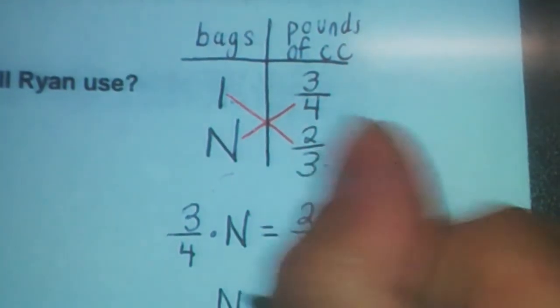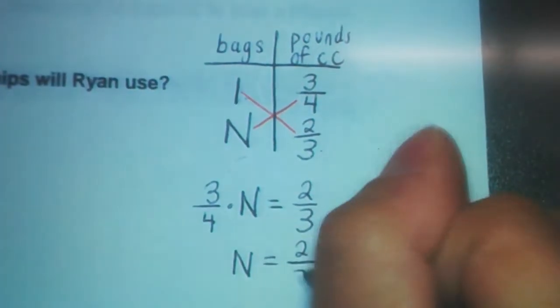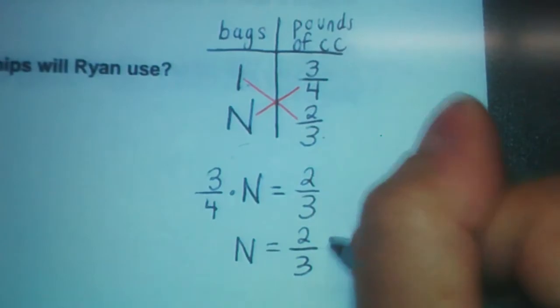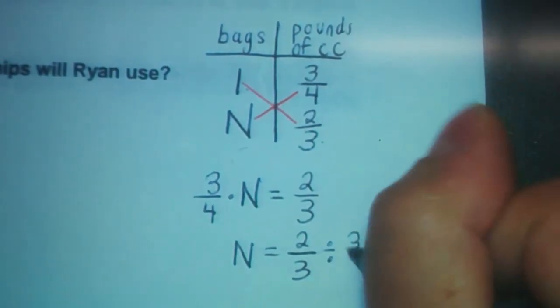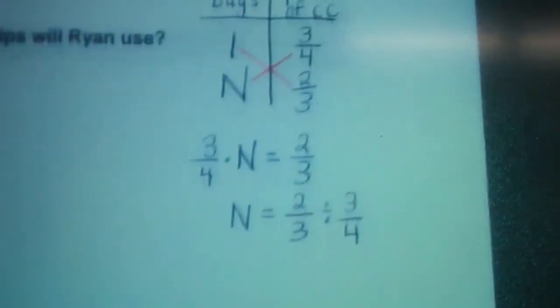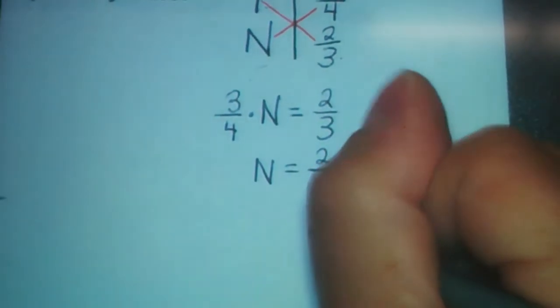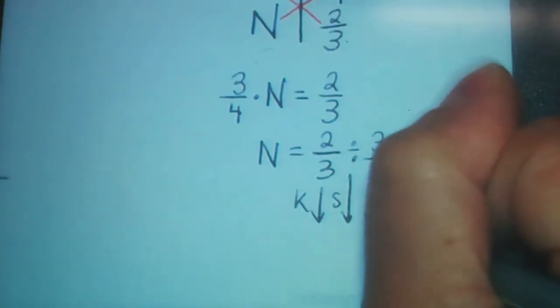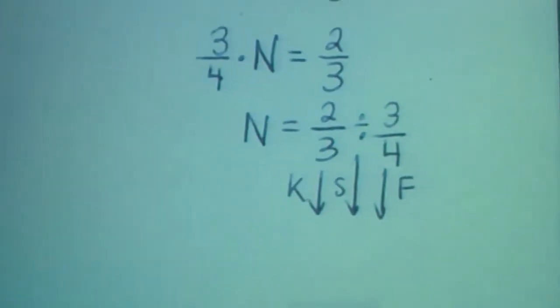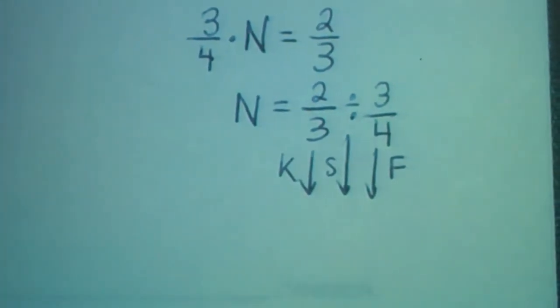I'm going to recopy my n, I'm going to recopy the 2/3, and then I'm going to divide by the number that's attached to the n, which is 3/4. Okay? We're going to use keep, switch, flip. Okay, why don't you pause the tape now and go ahead and solve that. It should take you 10 seconds, so go ahead and pause the tape now.